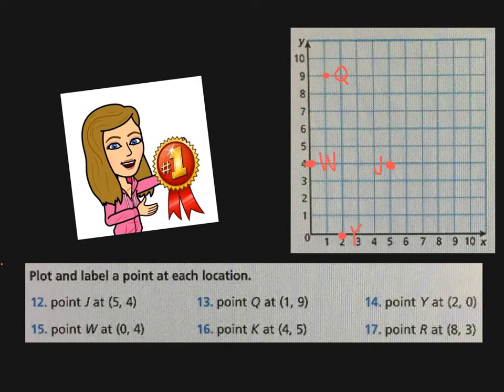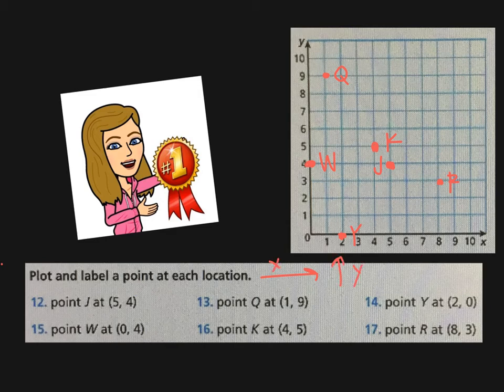All right, point K is at 4, 5. So they go in 4 and then up 5. Okay, put a point there and label that K. All right, and then the last one here, point R at 8, 3. So we'll go in the building 8 spots and up 3. All right. And that is the last one, point R. Key thing to remember is you go in, then up.